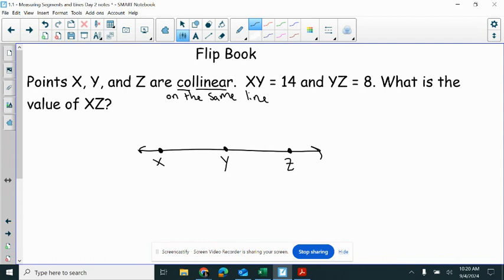So they're telling me that XY is 14 and YZ is 8. Now the question is, what is the value of XZ? With this one, we can use the segment addition postulate and know that because those two segments have a common point in the middle, Y, I can just add them together. 14 plus 8 equals 22. So XZ equals 22.